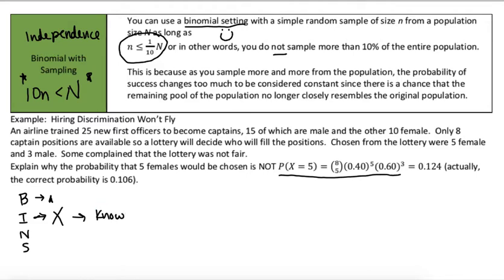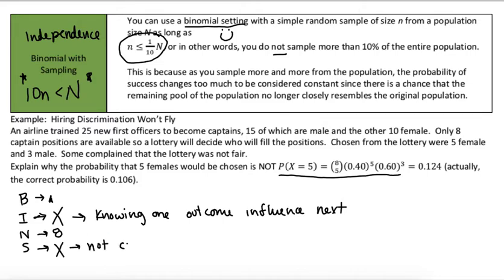So knowing one outcome does influence the next. Which means that even though we have a set number of trials, we are only picking 8 positions, our probability of success isn't going to be the same every time. And so this is going to fail as well. Not consistent because not independent.